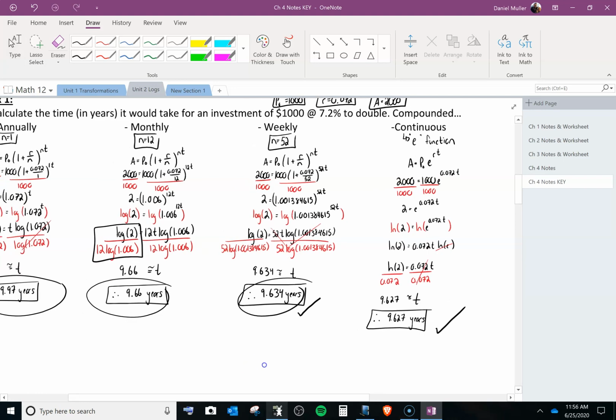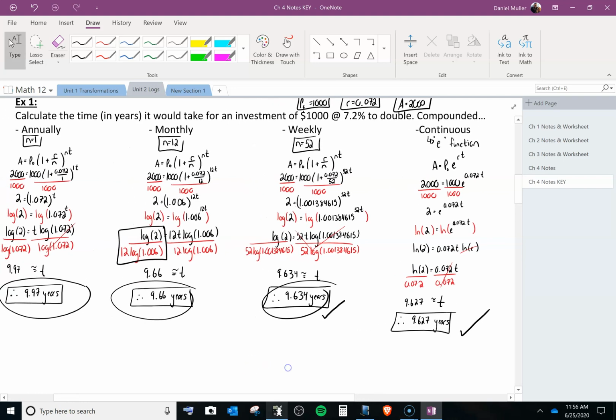9.627. So definitely the fastest, but not that much better than compounding weekly. You would hardly notice that. So instead of 9.6 years, it's 9.6 years. So it's still 9.6 years, just a little bit faster.